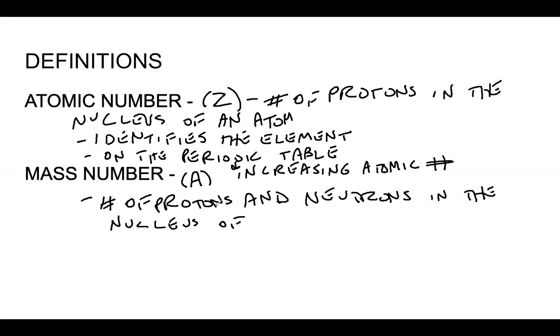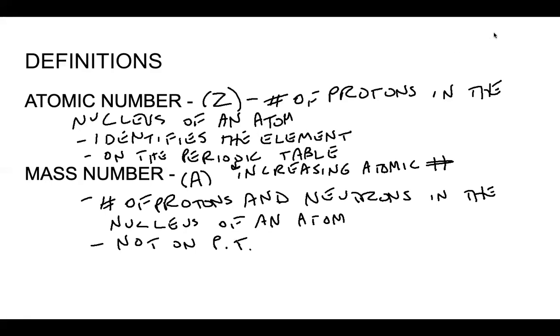So protons are positive, with a charge of +1. Neutrons are neutral, and they do not have a charge. Okay. So our mass number, this number is not on the periodic table. And in a very short amount of time, we're going to see why that number is not on the periodic table.